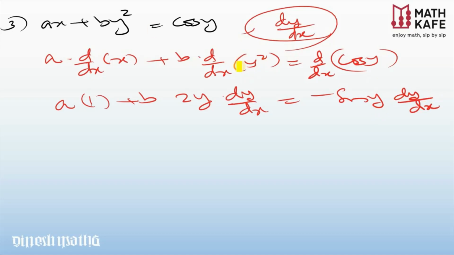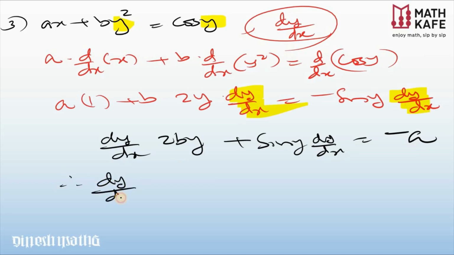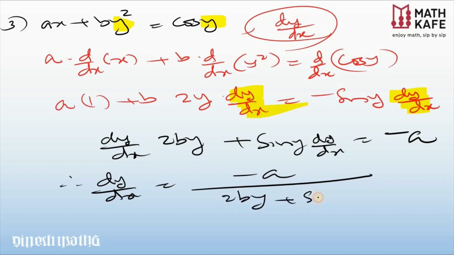Now please, if you have a doubt, as I said, count the number of y's in the question at the beginning. There are 2 y's and you got 2 dy by dx, so perfectly, you are on the right track and you have done the differentiation in the correct way. Now we'll rewrite this expression: dy by dx, and here we have 2by, and this term, minus sin y, I am taking to the left side, so it is positive sin y dy by dx, and the non-dy by dx term is negative a. Therefore dy by dx will be equal to negative a divided by 2by plus sin y. So that is our final answer.